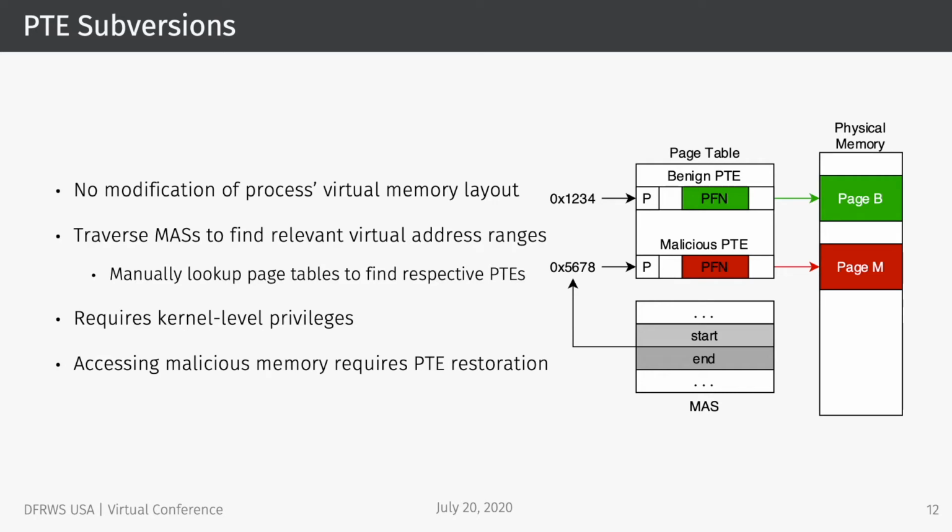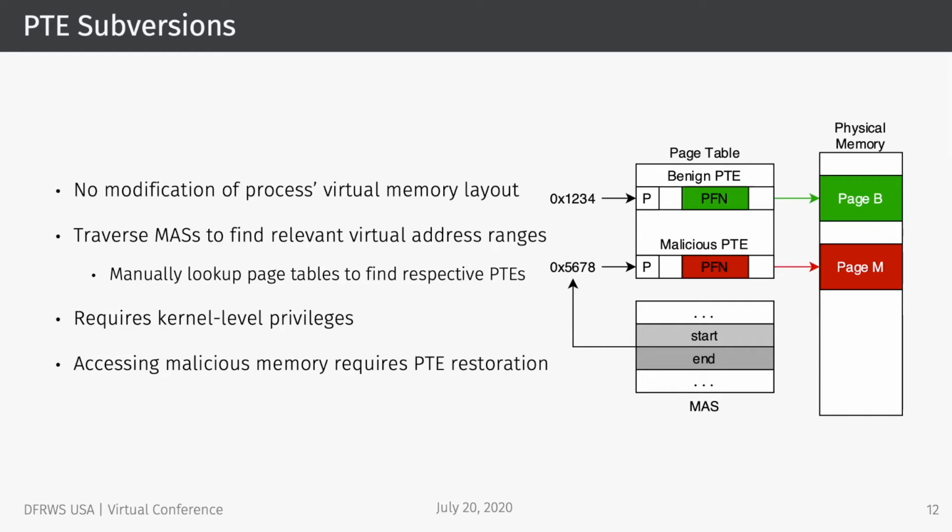Our next technique does not even require to modify a process's virtual memory layout, but it directly manipulates the underlying page table entries. As a base scenario, we assume two physical page frames, one benign, shown in green, and one malicious, depicted in red, each referenced by their corresponding page table entries. In order to hide the malicious page M, we need to find the respective page table entry by manually traversing the page table hierarchy of the respective process. To determine a relevant virtual address range, memory area structures could also be consulted here.